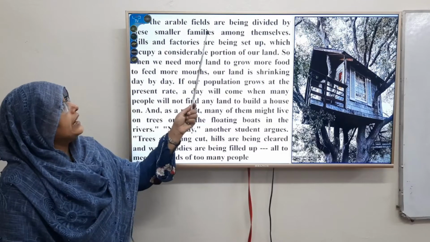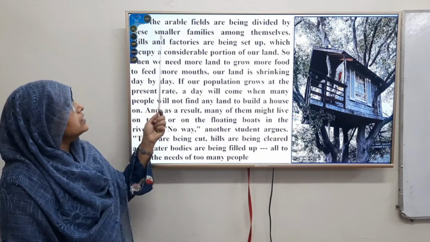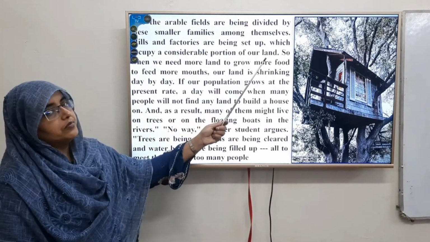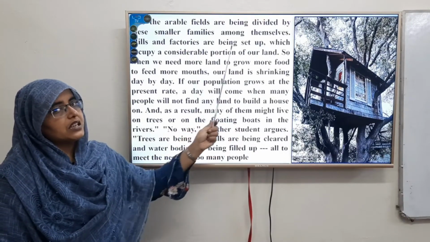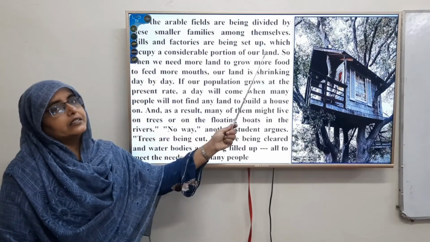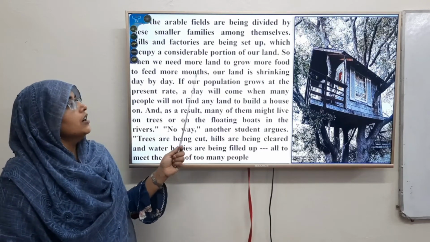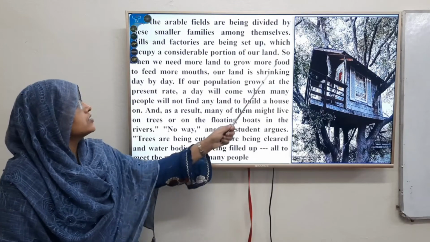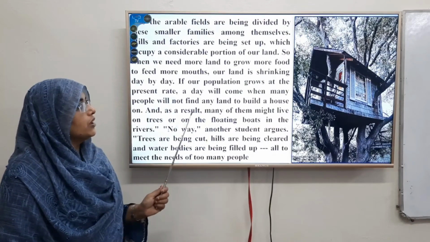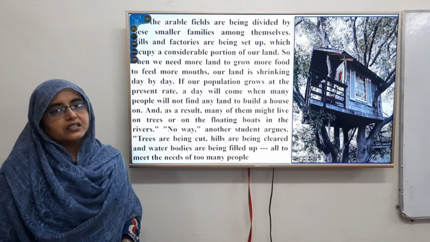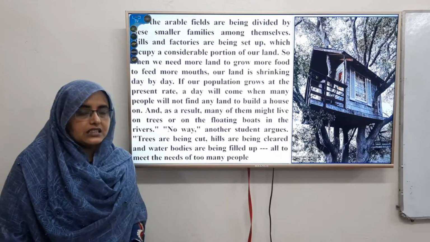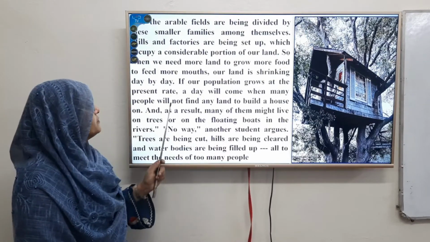Also, the arable land fields are being divided by these smaller families among themselves. Here mills and factories are being set up. This is another reason why land is shrinking. Mills and factories are set up, which occupy a considerable portion of our land. Considerable means notable. A notable portion of land is shrinking because of mills and factories. So when we need more land to grow more food, to feed more mouths, our land is shrinking day by day. So this is a great problem for the people of Bangladesh, because production is increasing but land is shrinking.